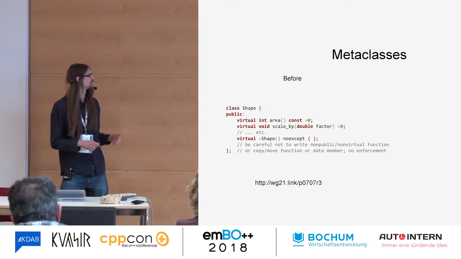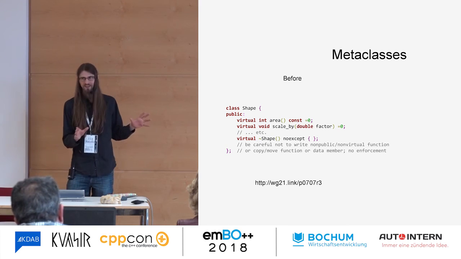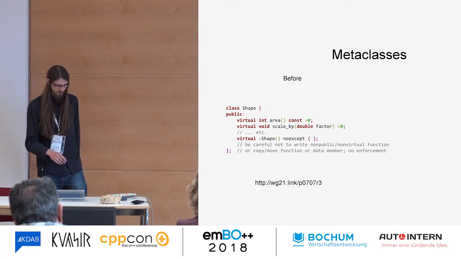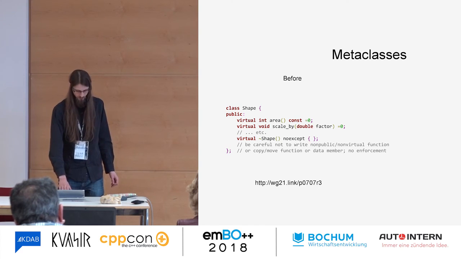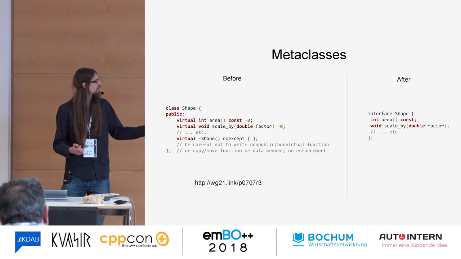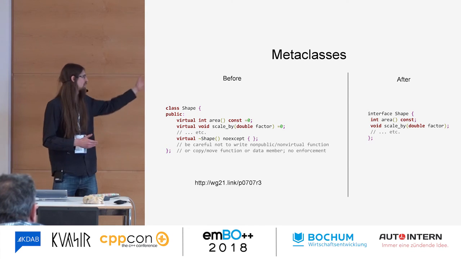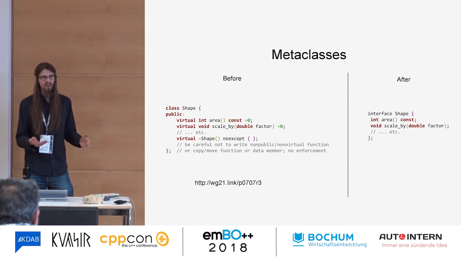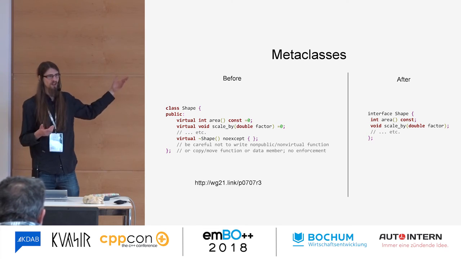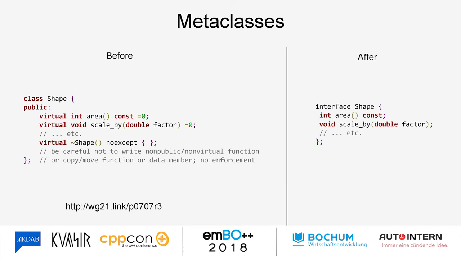If I submit this and it has some data members and someone says, well, this isn't really the kind of interface that we're looking for. So what metaclasses allow you to do is something like this. Now, instead of saying we have a class shape and we have this kind of interface-like abstract class just by convention and by trying to do the right thing, we instead say we have an interface called shape, and it has a couple of member functions called area and scale by.